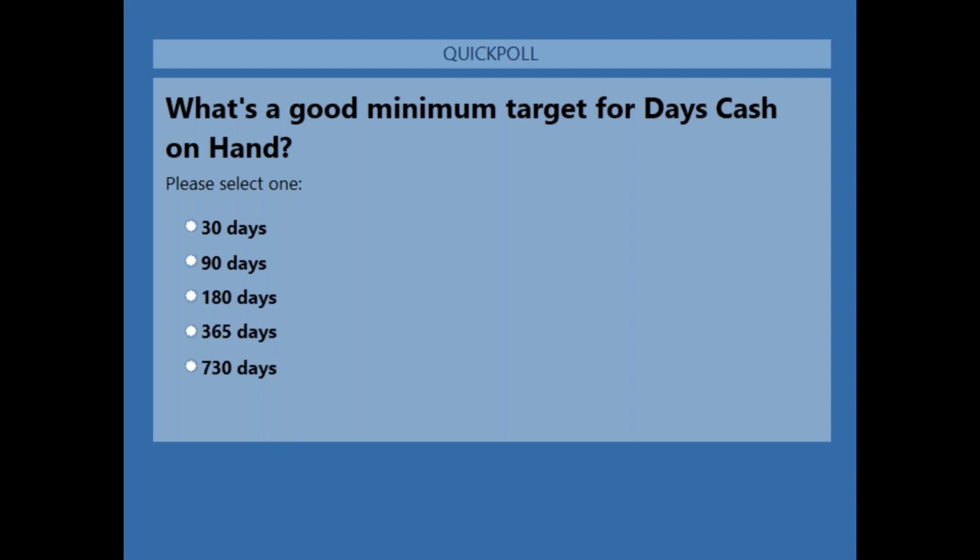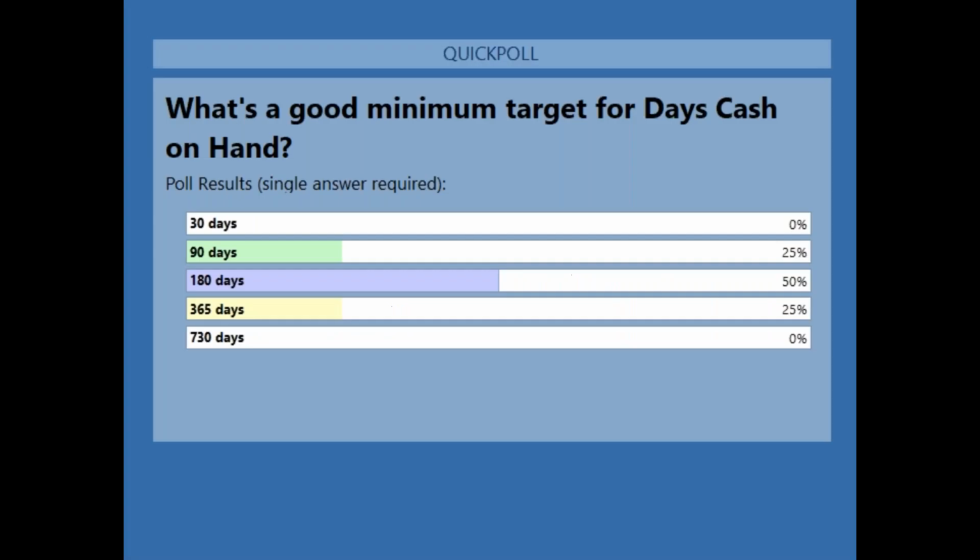That's good. We can probably share the response here. So most of you said 180 days. You'd like to have at least 6 months worth of cash available in your account. And some of you are saying at least a year, and some of you are saying at least 3 months. So you can see right there, there's a variety of responses here. And again, there's no right answer or wrong answer here. It's really a comfort level.